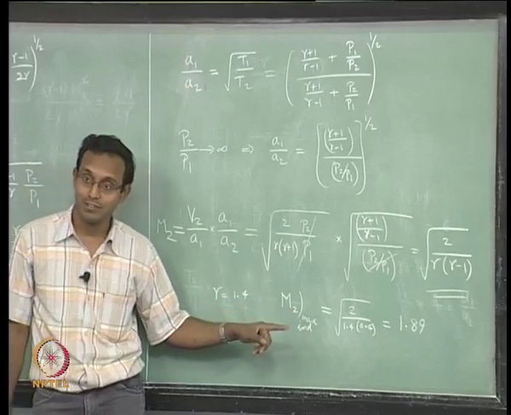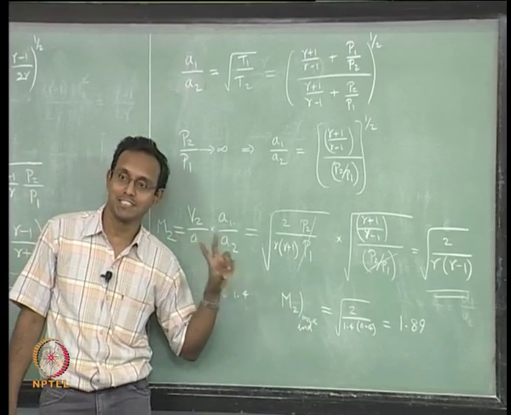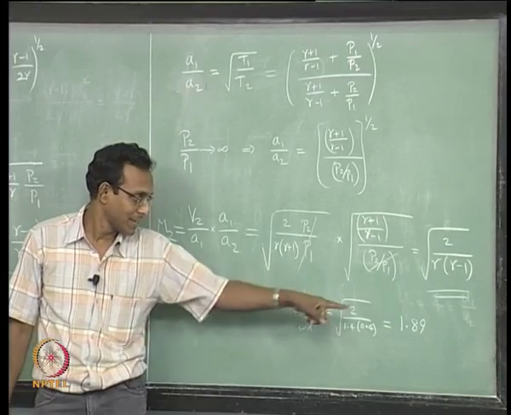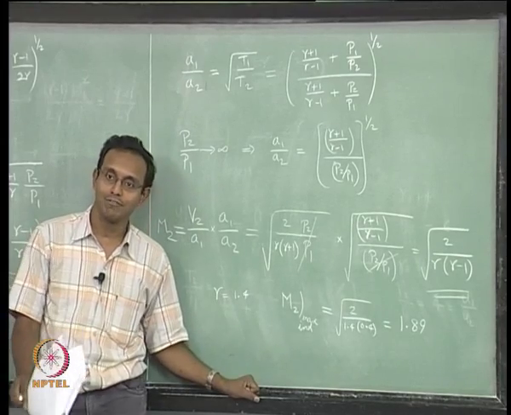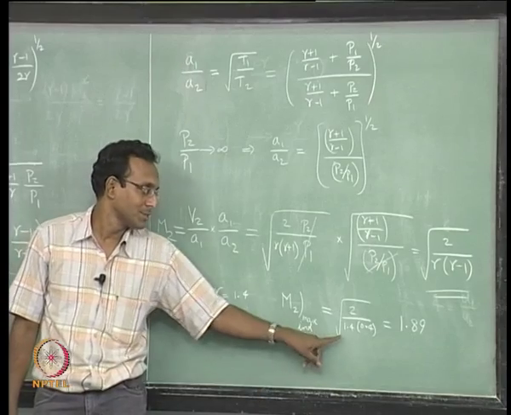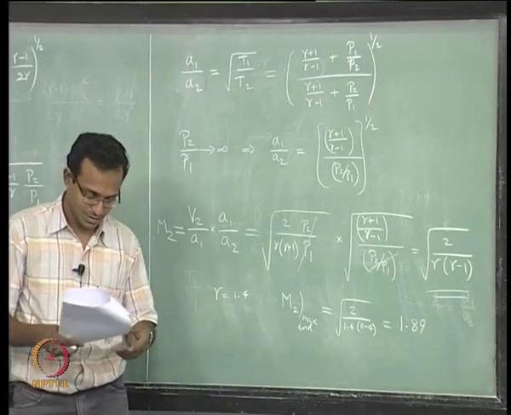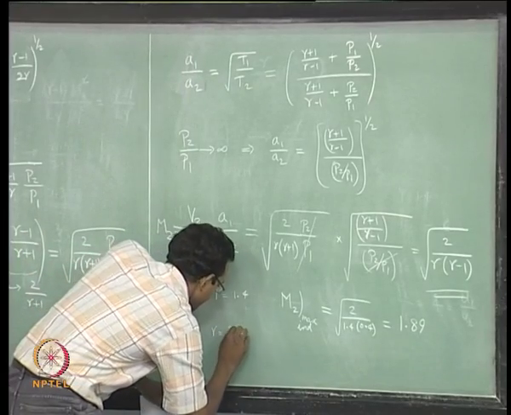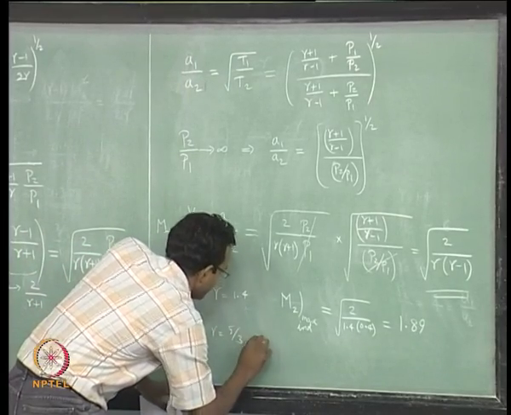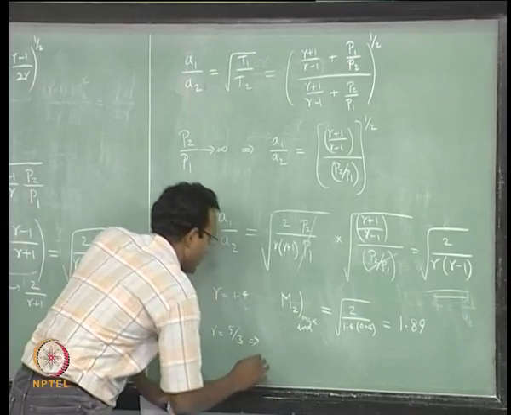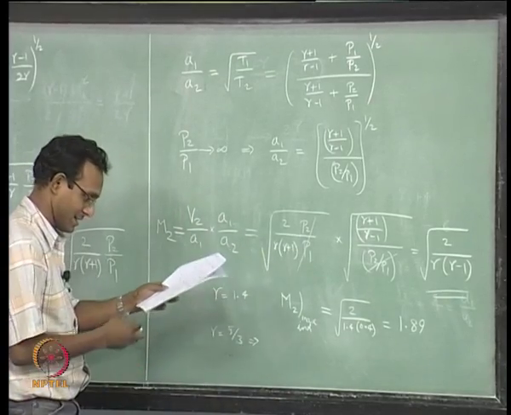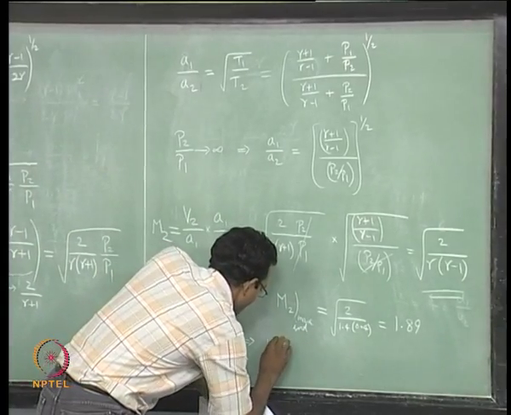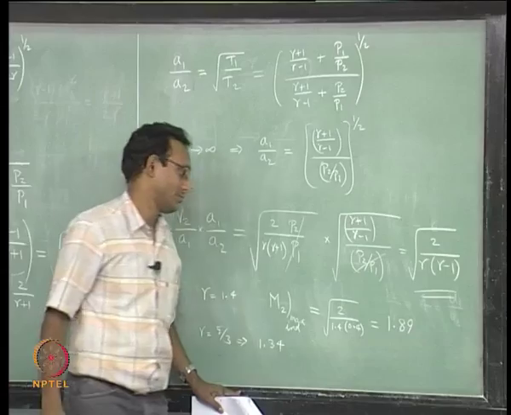Irrespective of whatever the initial gas temperature or whatever gas is present, I can maximum reach only this if my gamma for the gas happens to be 1.4. The same thing, if it is 5 by 3, monatomic gases, I do not want to write the whole thing again, I will just write the final value, that comes out to be 1.34.